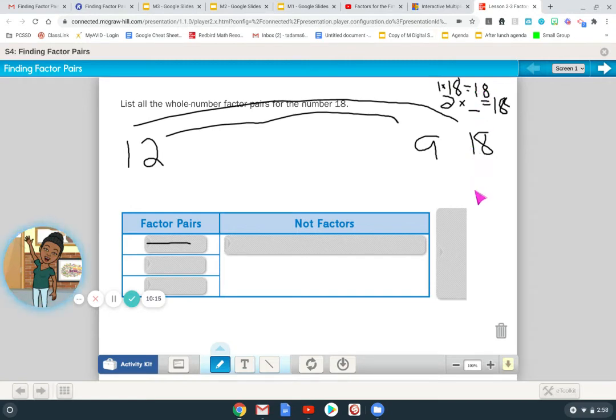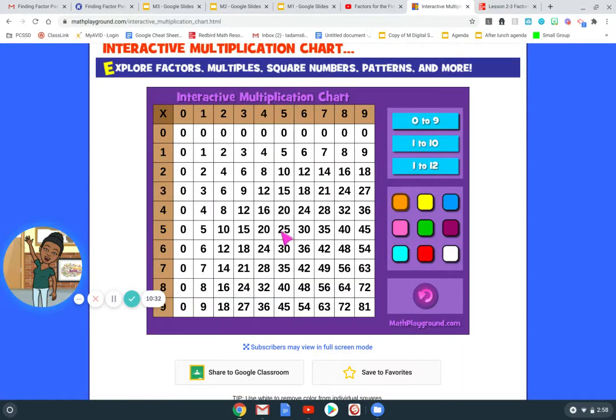3 times what number equals 18? I'm going to put it here. I'm running out of room. 3 times what number equals 18? Does that work? Let's go back to our multiplication chart. This time, I'm looking in my 3 column. Do I see the number 18? There it is. What did I multiply? What was my other factor? Yes, 6. Sometimes it's hard to see. 3 times 6 equals 18.